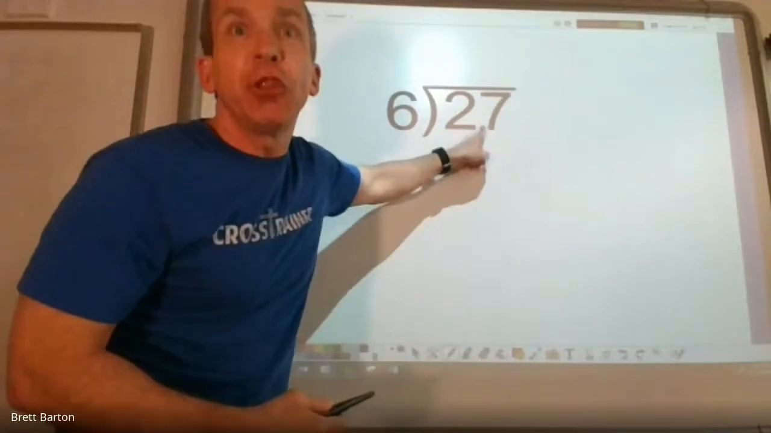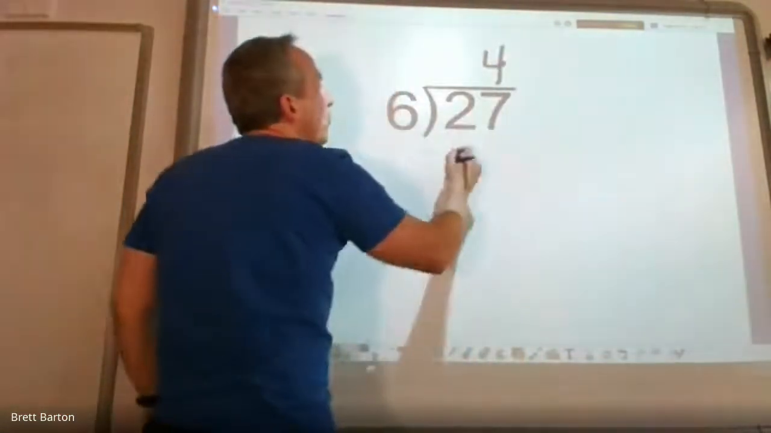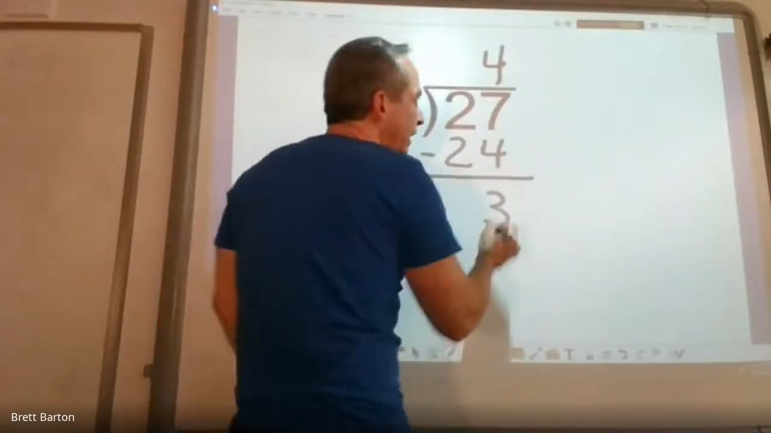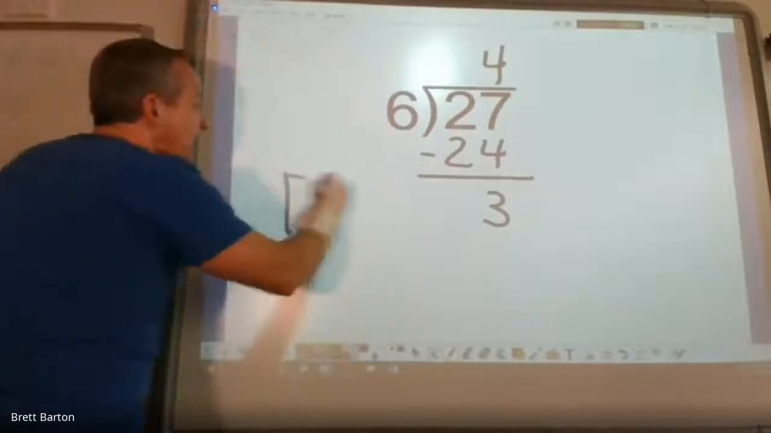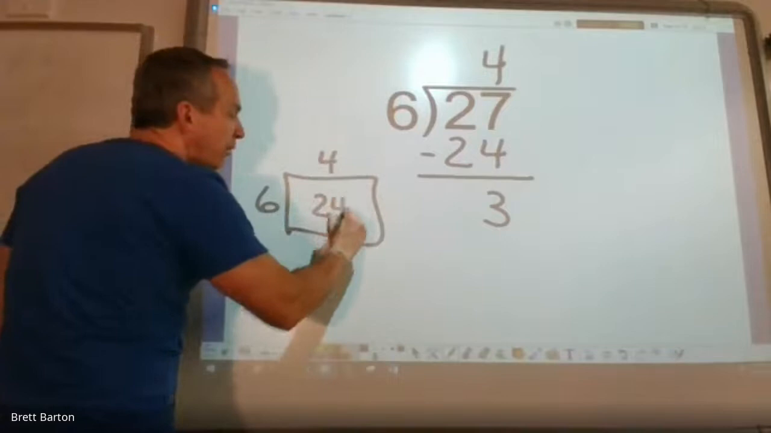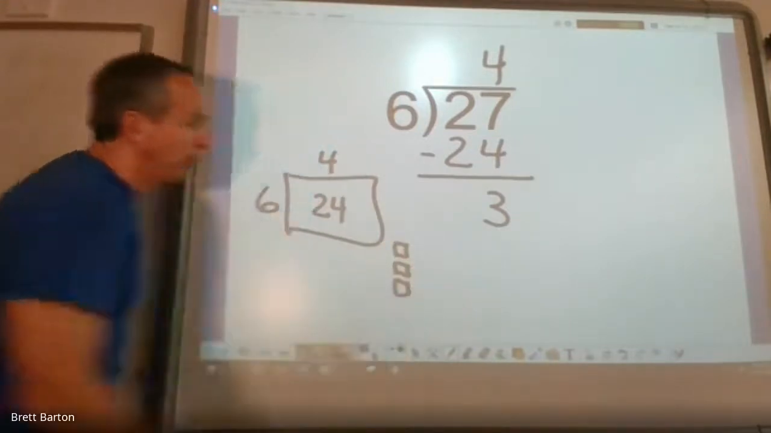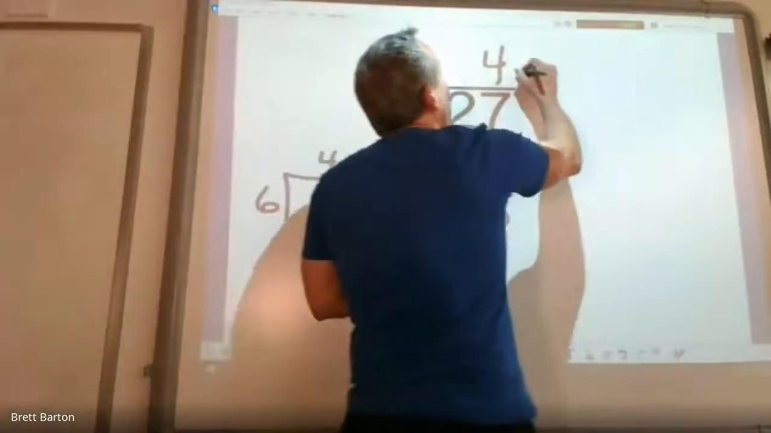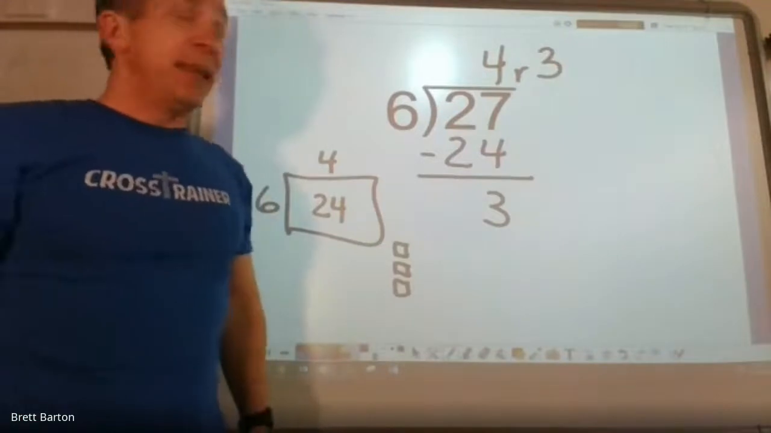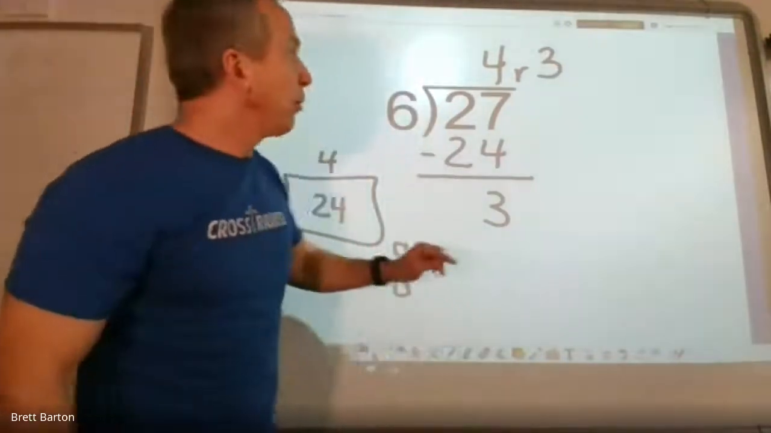6 times 5 is 30. 30 is too big. So I've got to go with 6 times 4. 6 times 4, 24. I subtract and I get 3 left over. Now, if I made an array out of this, I'd have 6 times 4. That would only give me 24 blocks. There's going to be 3 blocks left over. That's my leftover. That's my remainder. Now, once we have this, we can check it with multiplication.